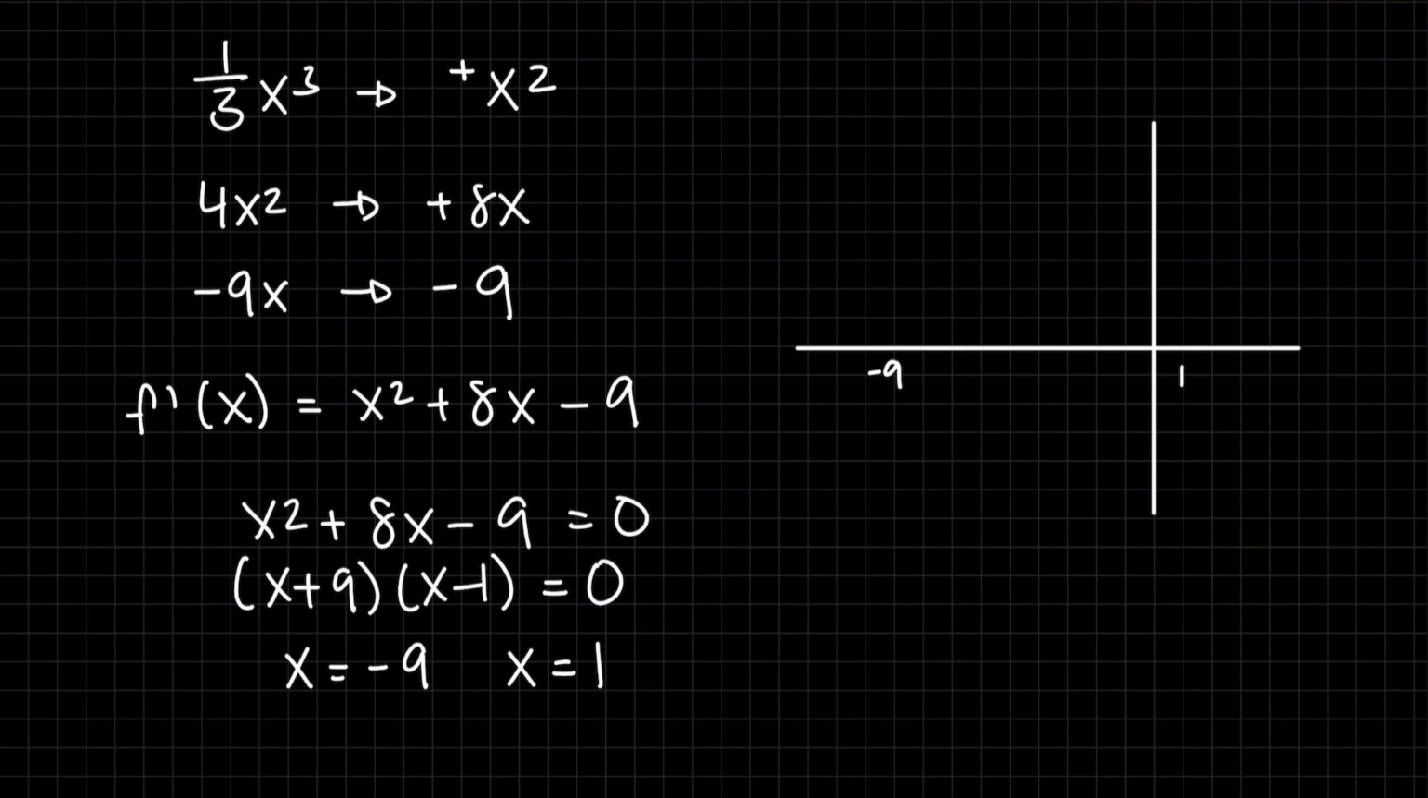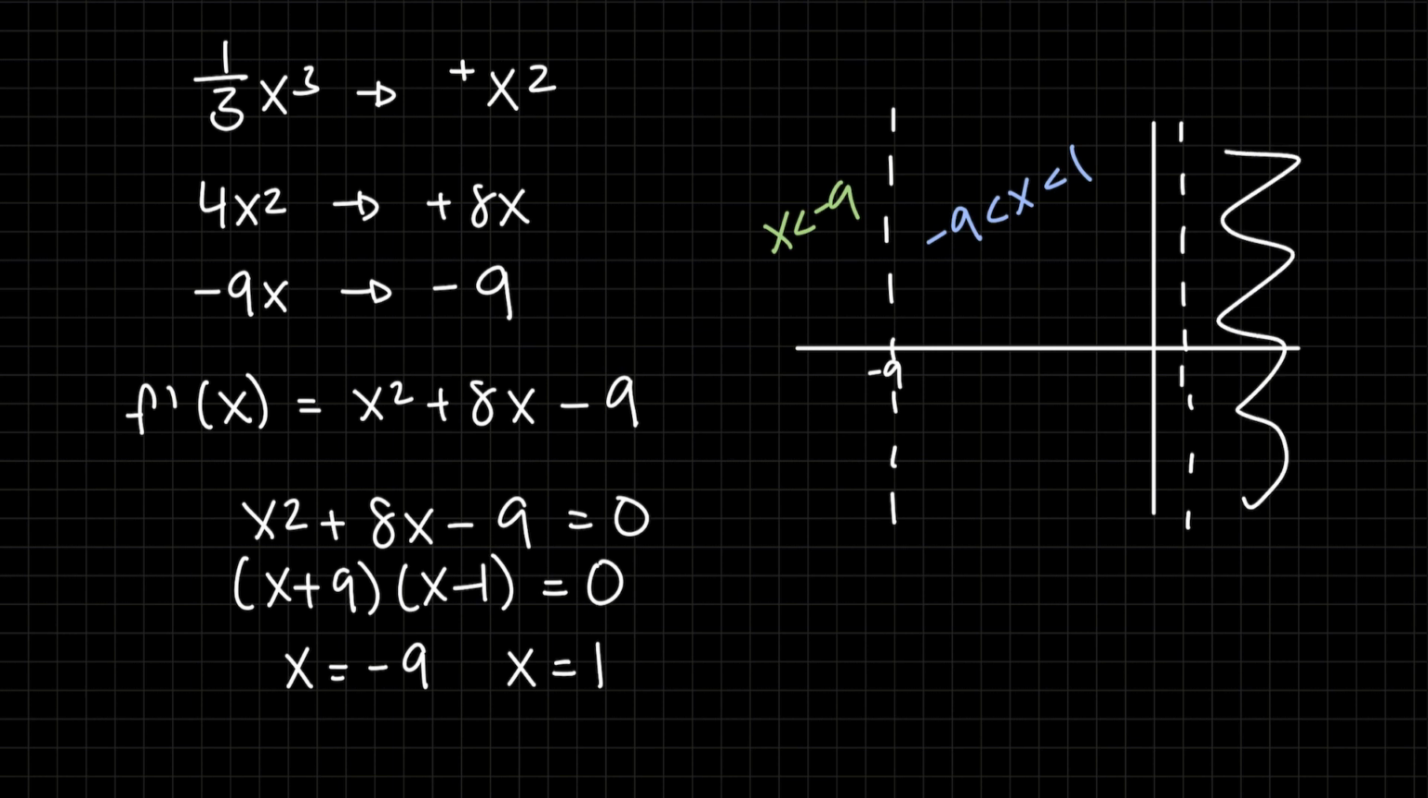So to illustrate this, we have this boundary created over here at -9 and this boundary created at 1. So I want to know what's happening in this region over here where all of my x values are less than -9. I want to know what happens in this region over here, whether my function is increasing or decreasing, for x values between -9 and 1. And I also want to know what's going on in this region over here where my x values are greater than 1.